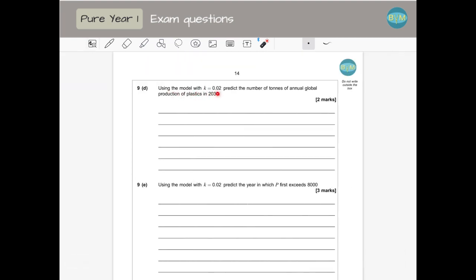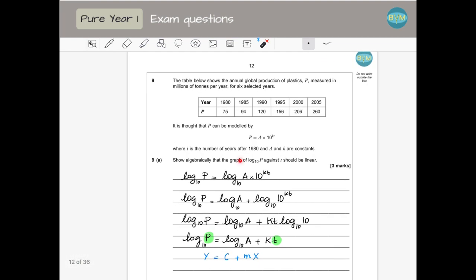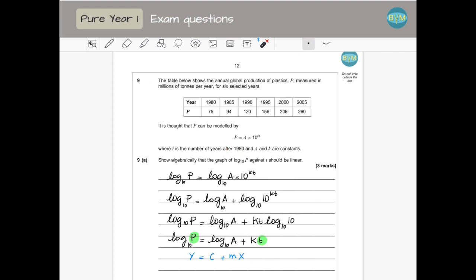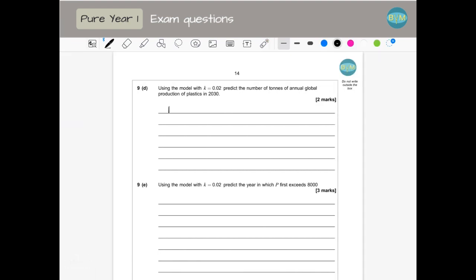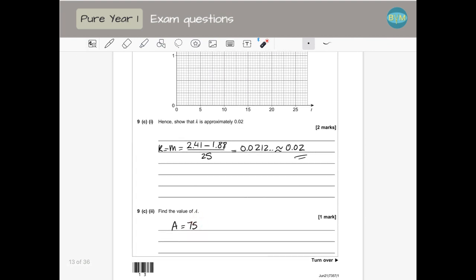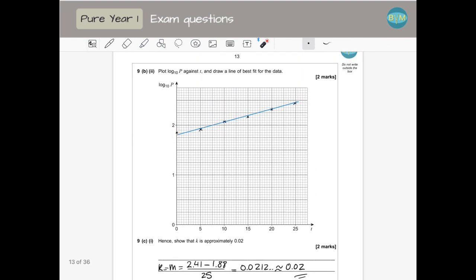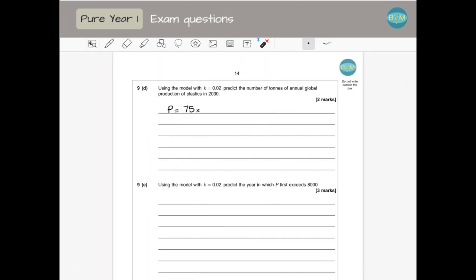Using the model with k 0.02, predict the number of tons of annual global production in 2030. So t is the time passed from 1980, the number of years. Up to 2030, there will be 50 years. So t is 50, and the only thing I have to do is substitute in the model. The model says the production is A, which was 75. If you found another A, because you used the line of best fit, you will get a slightly different number, 71, 72, something different. You use that value here, and that's okay.